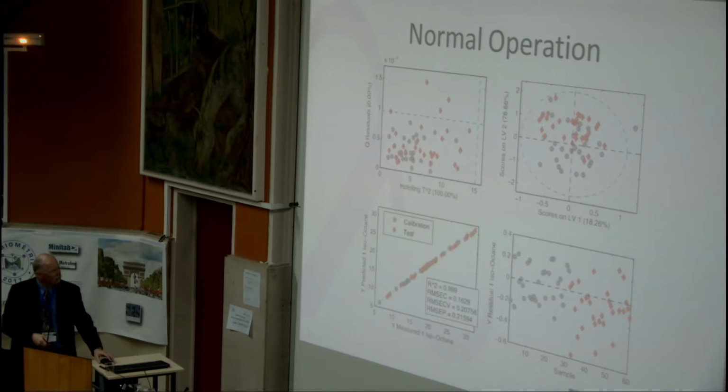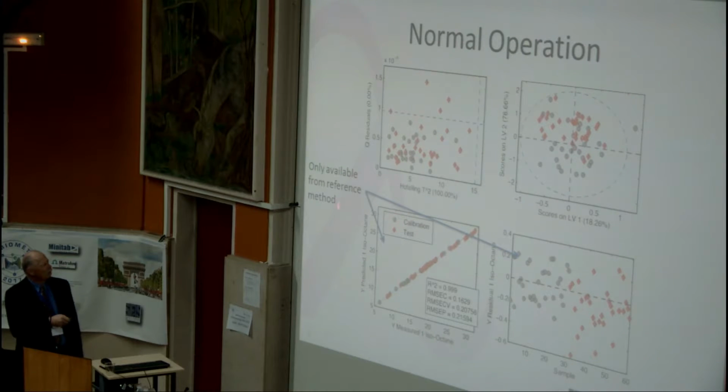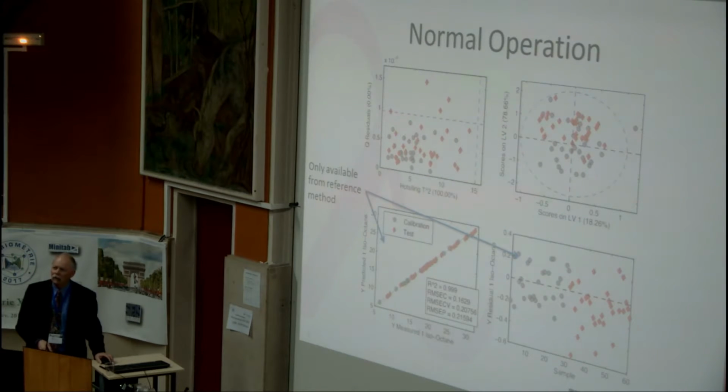And if, of course, you were measuring with your reference method also, you could make these plots, and that is the actual measured versus predicted here for your calibration and test, and the deviations with sample number from the prediction. So this is prediction error that we're plotting there. So that's when things are running well, they look like that.